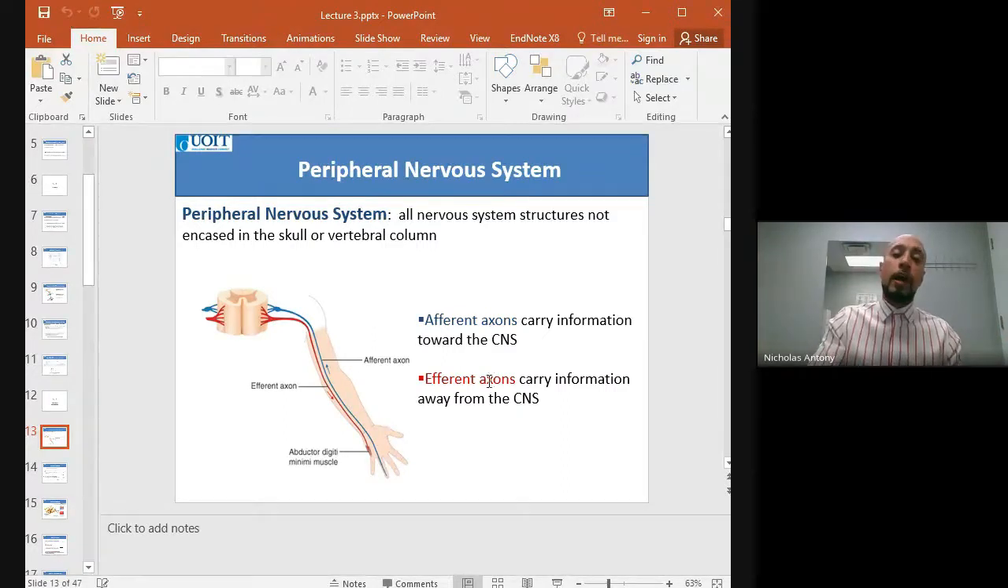Our efferent axons are the motor neurons. So this is where we're having information, or the actual action potentials, moving from the spinal cord out to the muscles to flex. Proprioception is based on muscle spindles and joint receptors and Golgi tendon organs. Vision is based on the eyes.